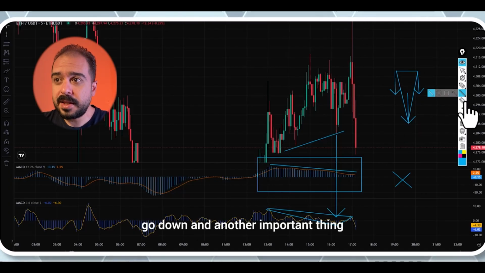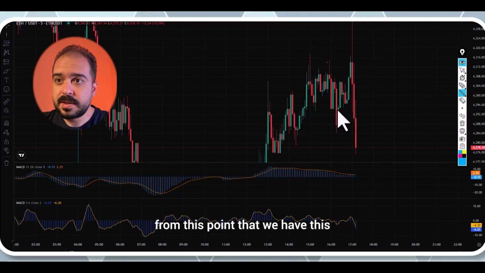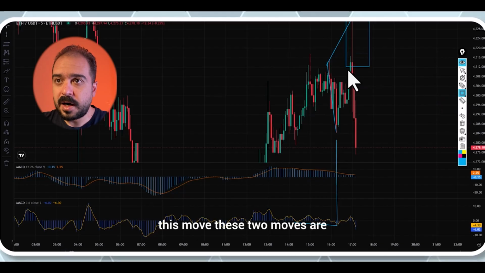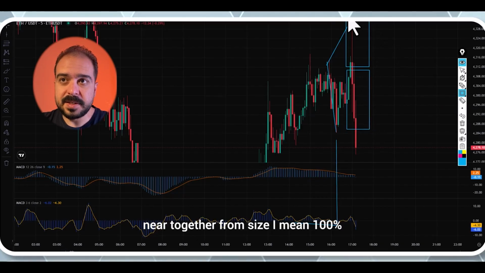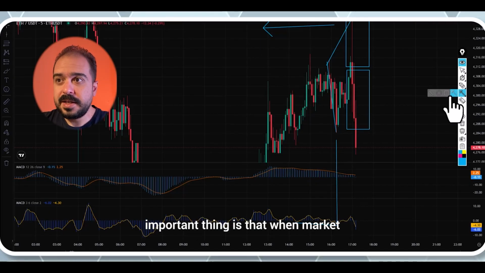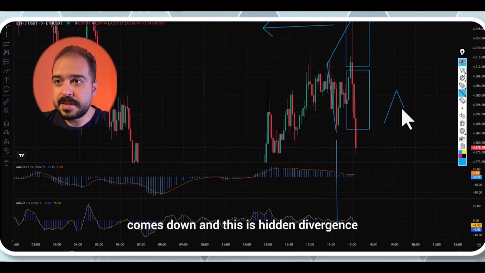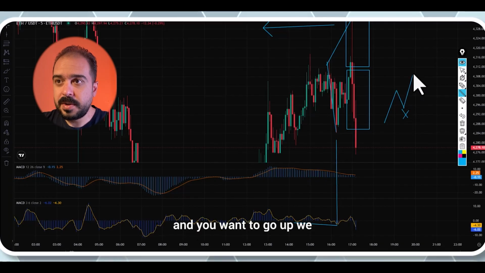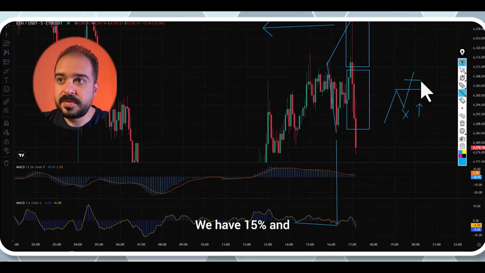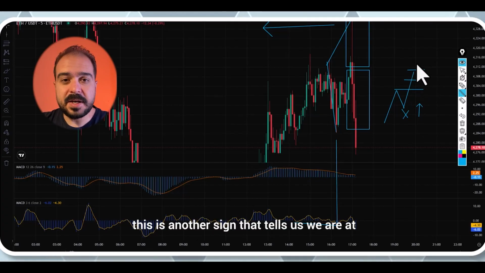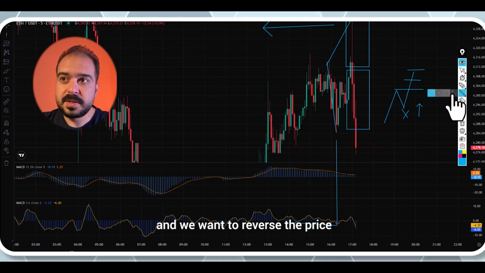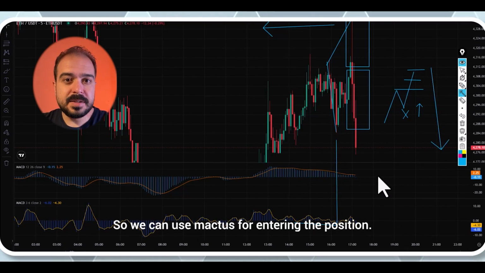And another important thing that we can see from this point is that we have this hidden divergence with this low and this move. These two moves are near together in size, I mean 100%. And here we have order blocks and imbalance in a higher time frame. The important thing is that when market comes down and this is a hidden divergence and you want to go up, we have 2 places to put our TP for buying. What do we have? We have 15% and we have 100%. This is another sign that tells us we are at the end of the cycle and we want to reverse the price. So we can use MACDs for entering the position.